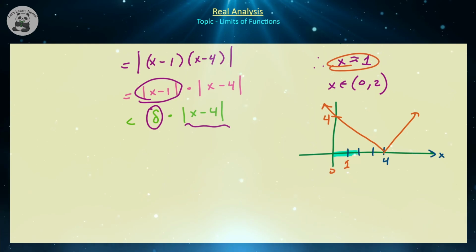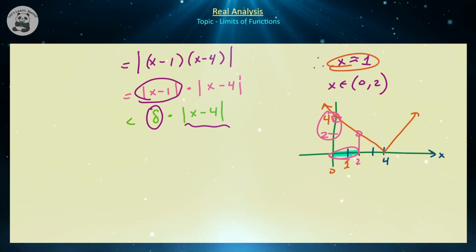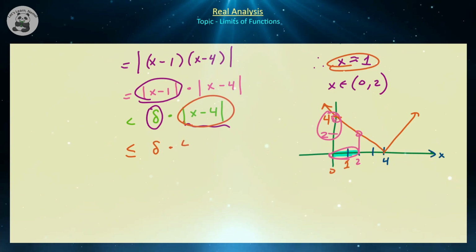If we project 0 upwards, we're going to get 4. And if we project 2 upwards, we have the absolute value of 2 minus 4, which is equal to 2. So as long as x is somewhere near 1, the output is somewhere near 4, right? So when x is close to 1, this object is less than or equal to 4, which means this is going to be less than or equal to delta times 4.